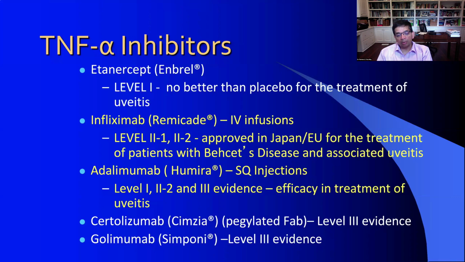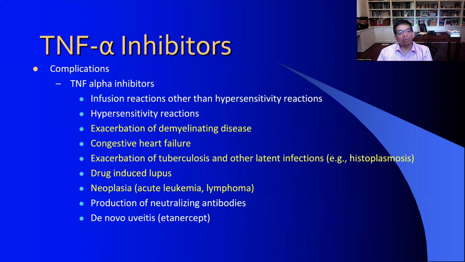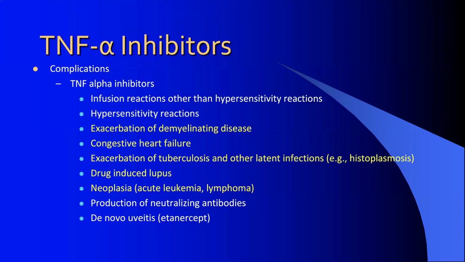Infliximab and adalimumab have significant evidence, and adalimumab, which is Humira, was tested in large randomized clinical trials that some of you are familiar with. There are many complications of TNF-alpha inhibitors that you should keep in mind. They can exacerbate demyelinating disease. They can cause congestive heart failure exacerbation. They can exacerbate latent tuberculosis or latent fungal diseases like histoplasmosis. They can cause drug-induced lupus, and they can also cause secondary neoplasia, specifically lymphoma or leukemia.